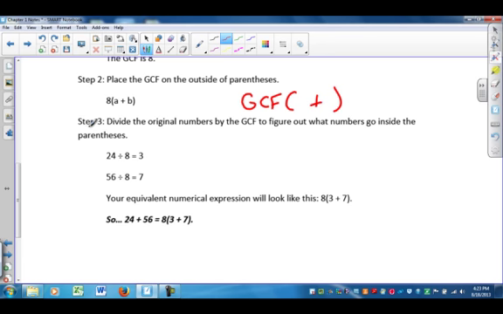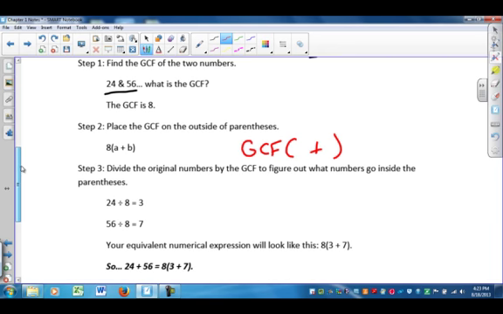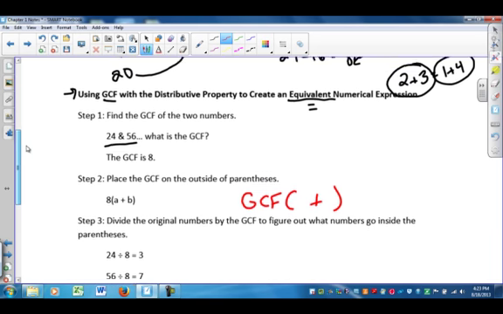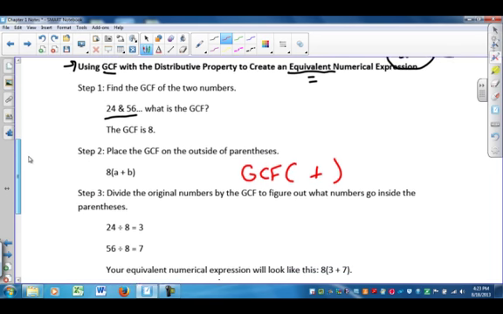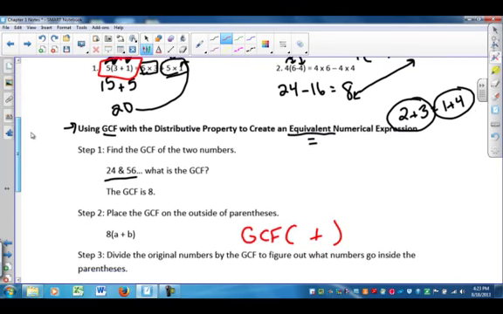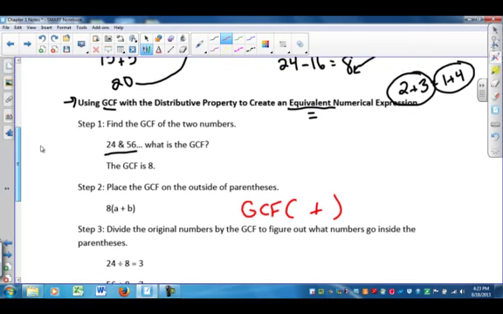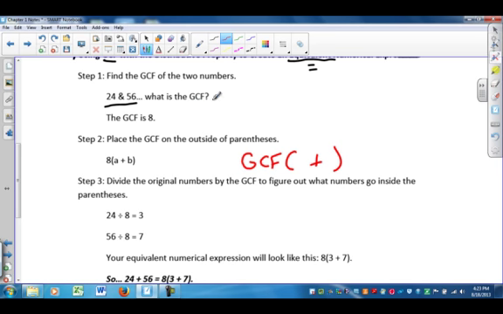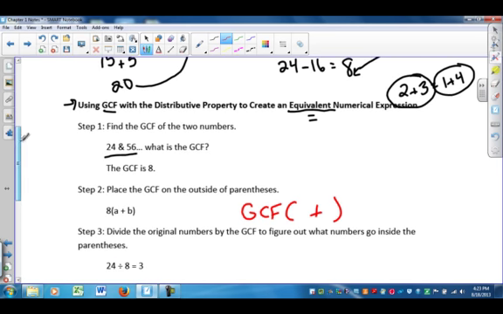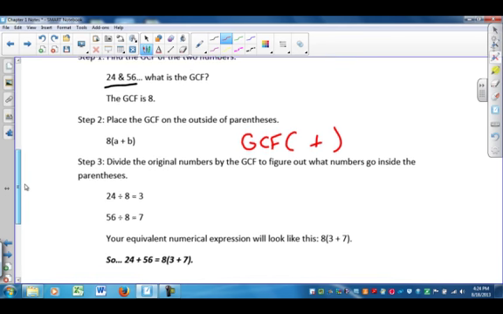Okay, we're going to take 24, and I should have written the problem here. I didn't even write the problem. I skipped a step here. I'm sorry, guys. My notes must have gotten messed up, but this should say 24 plus 56. That's the expression, okay?